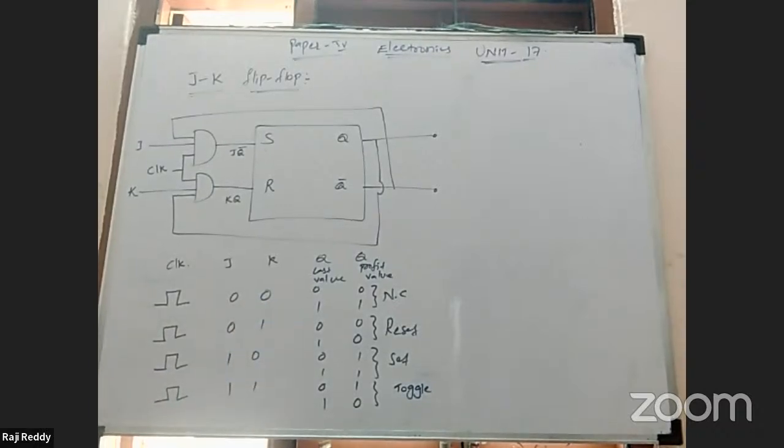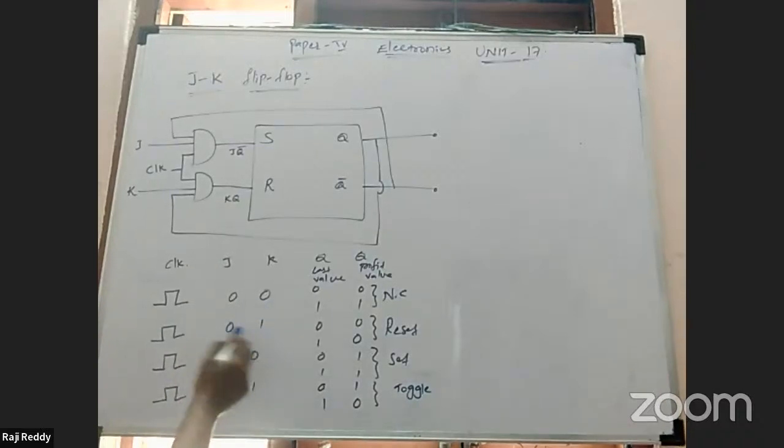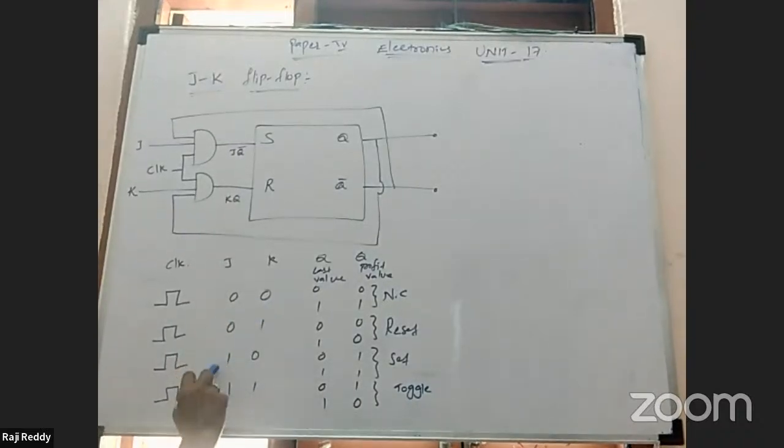That explanation part we can explain in the 4 stages: J value 0, K value 0; J value 0, K value 1; J value 1, K value 0; and then the 1 1 condition. Like that, we can go through the explanation part. It is given clearly. Okay? This is the JK flip-flop.